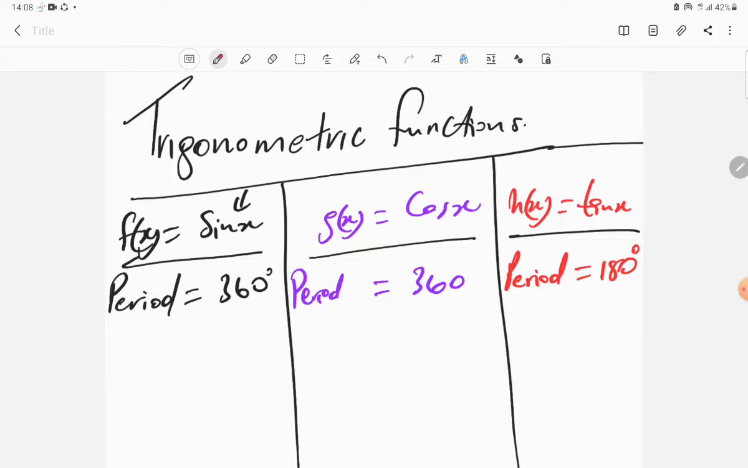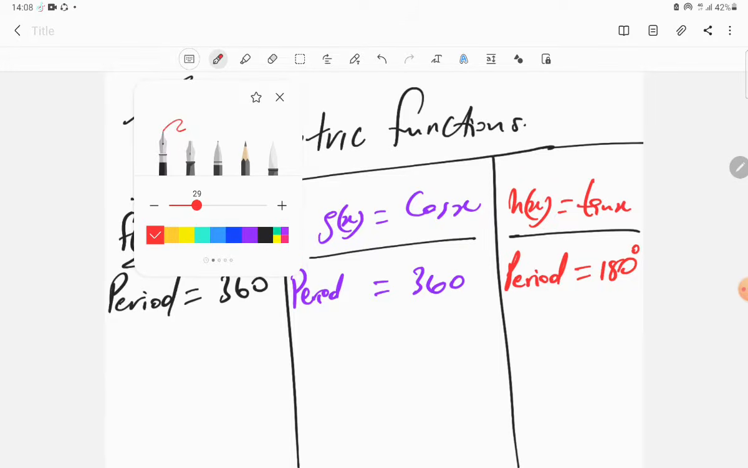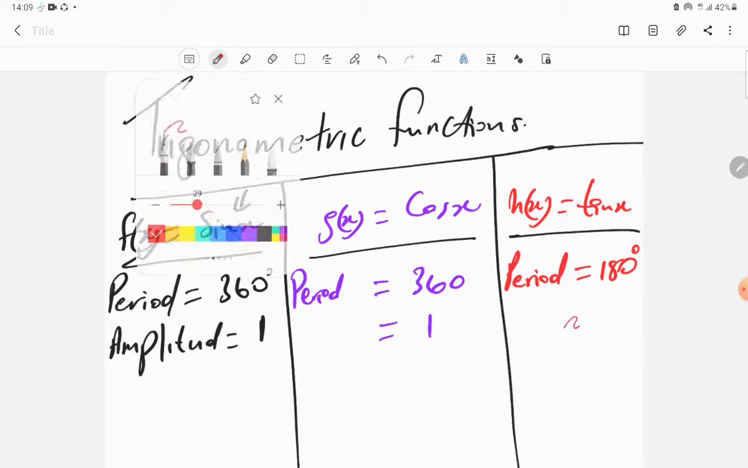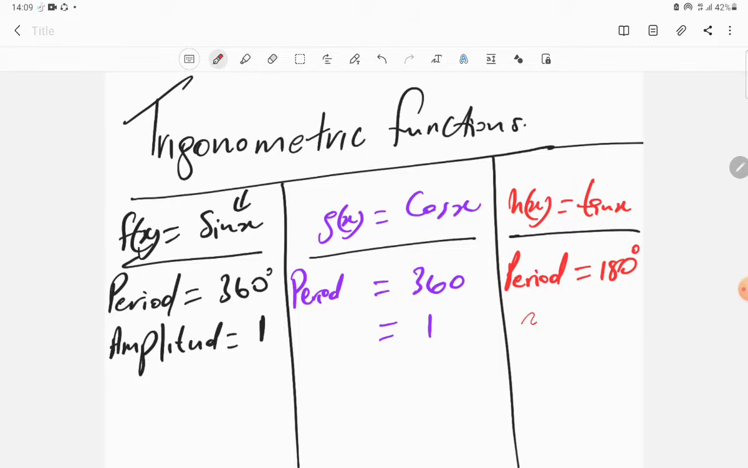Now let's get into the amplitude in a sine function. So the amplitude here is going to be just equal to 1. We are going to discuss later about the amplitude, and of course for cos it is also equal to 1. Now tan doesn't have the amplitude, so the amplitude is undefined there.